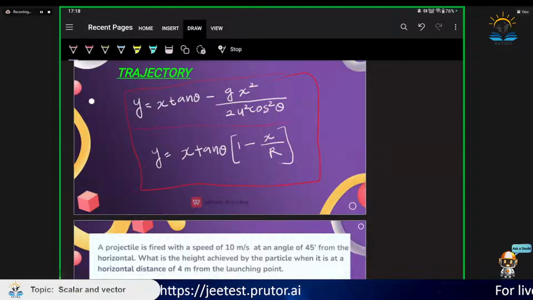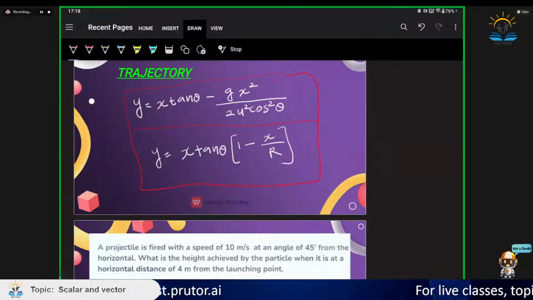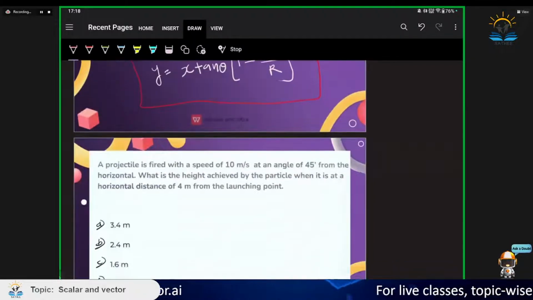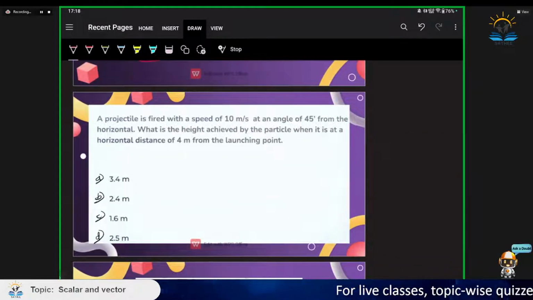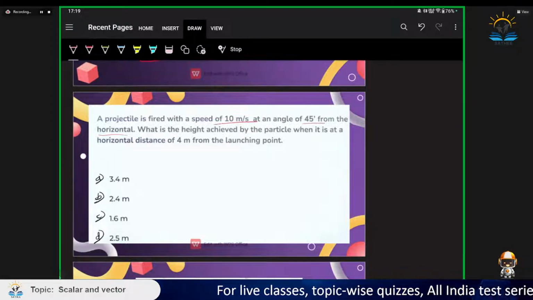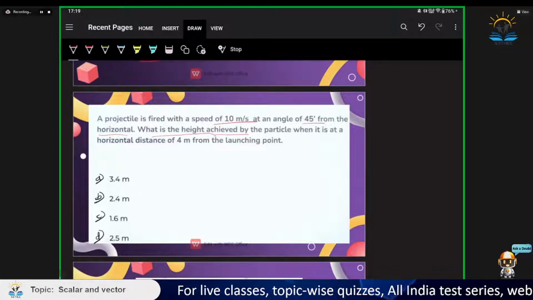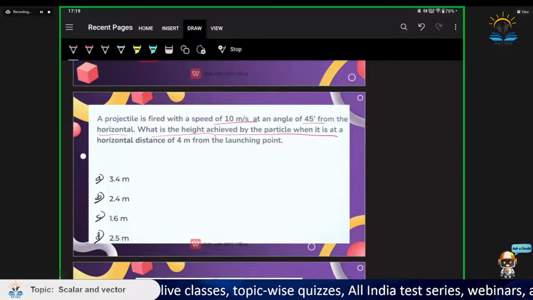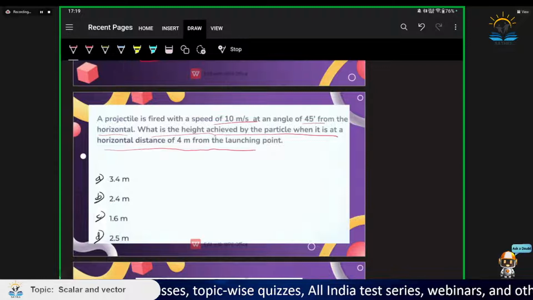These are the equations of trajectory: y equal to x tan theta minus gx square by 2u square cos square theta, and y equal to x tan theta into 1 minus x by R. So this is our first question. A projectile is fired with a speed 10 meter per second at an angle of 45 degree from the horizontal. What is the height achieved by the particle when it is at a horizontal distance of 4 meter from the launching point?